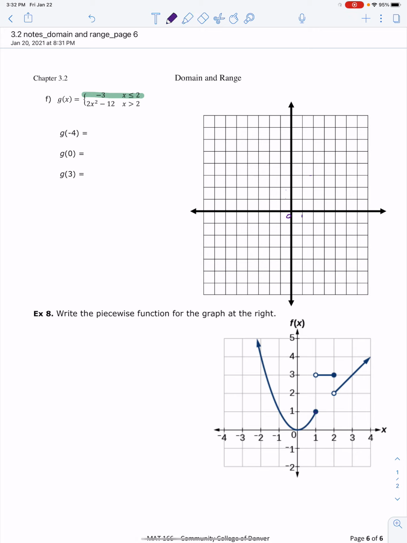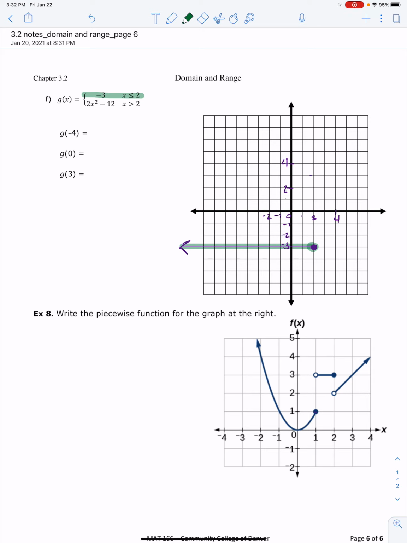So I got 0, 1, 2, -1, -2, -3. Might as well go up here too. We'll count by twos. Same thing. So at 2, the value is -3, and for anything less than 2, y is -3. Pretty straightforward. It includes the point at 2.